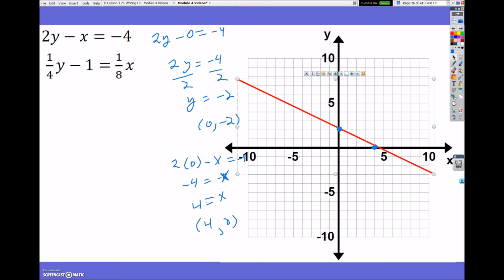Now the second one, it's not written in any of the two forms, so what we need to do is convert it into slope-intercept form. I'm about to erase all the blue, so go ahead and write it down if you need it.